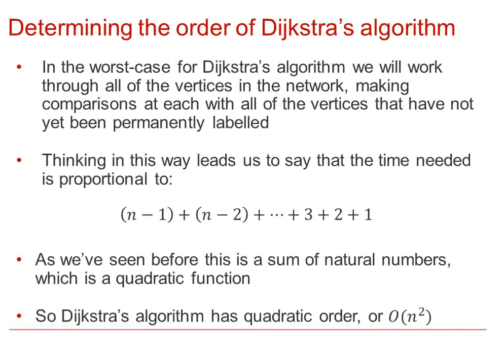Thinking in this way leads us to say that the time needed is proportional to n-1 plus n-2 and so on down to plus 3 plus 2 plus 1. As we've seen before, it is the sum of natural numbers or triangle numbers, which is a quadratic function. So Dijkstra's algorithm has quadratic order. We can write this as O(n squared). Note that some references say that if Dijkstra is used repeatedly to find all the shortest routes in a network, it may be said to have a cubic complexity, but the OCR spec mentions quadratic.